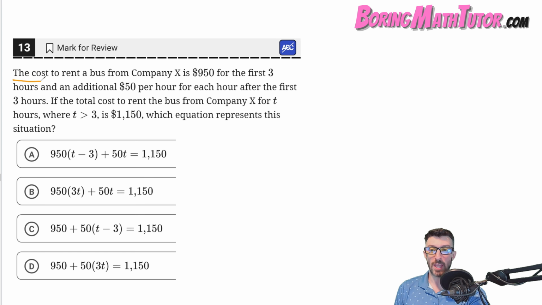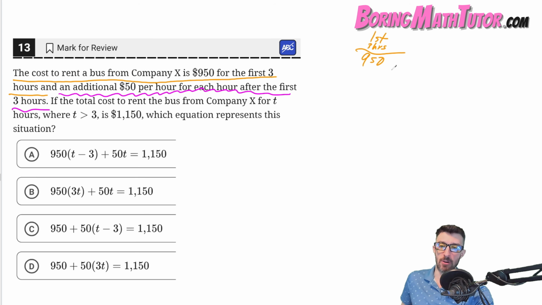If you like renting buses, you're going to love this problem. They are charging you $9.50 for the first 3 hours. So $9.50 for the first 3 hours, but then you're going to get charged an additional $50 per hour for each hour after the first 3 hours. So I can already tell you that that's going to be like 50 times the number of additional hours.